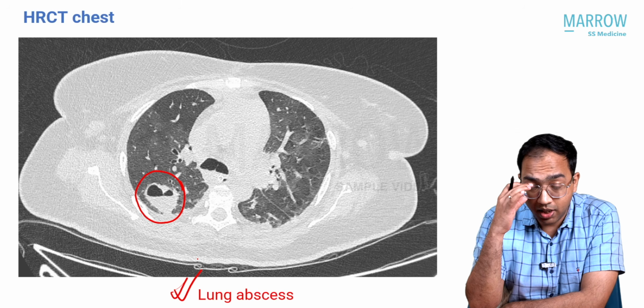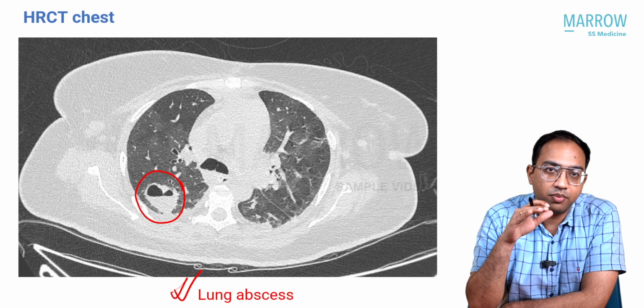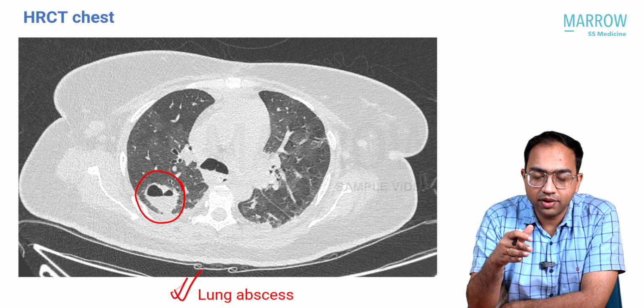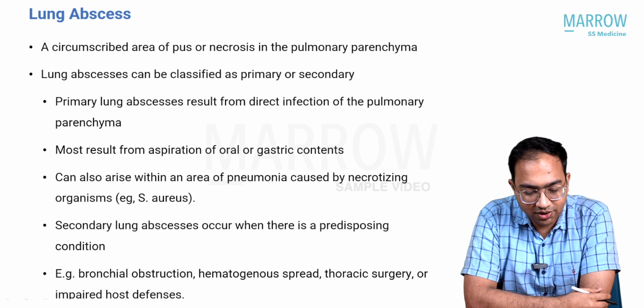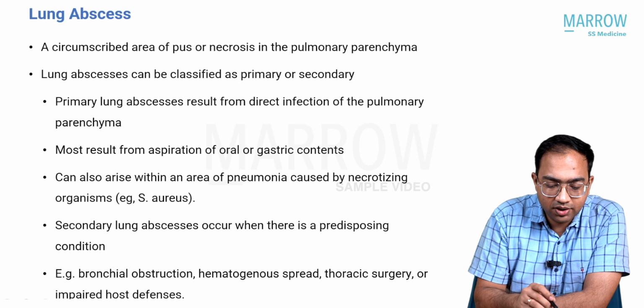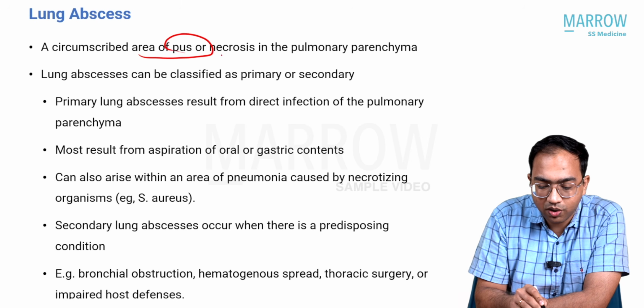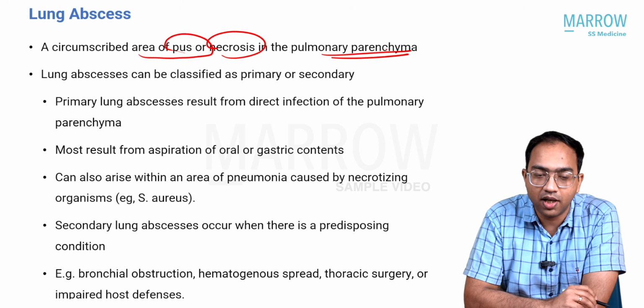So this patient has come to us with a pulmonary syndrome, which eventually is consistent with a lung abscess. So let's talk about lung abscess a little. So what is lung abscess? It's a circumscribed area of pus or necrosis in the pulmonary parenchyma.